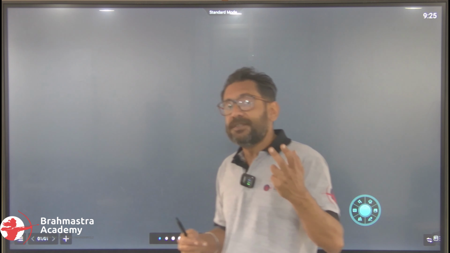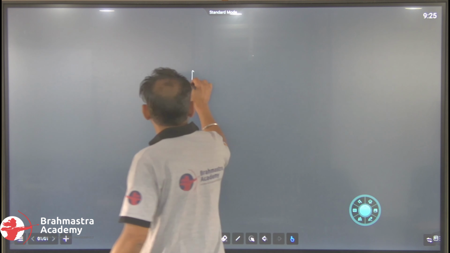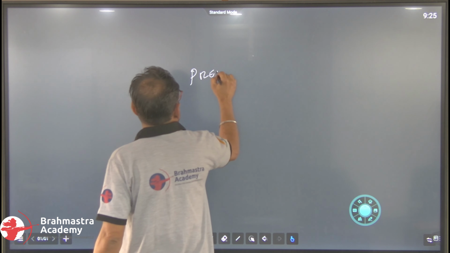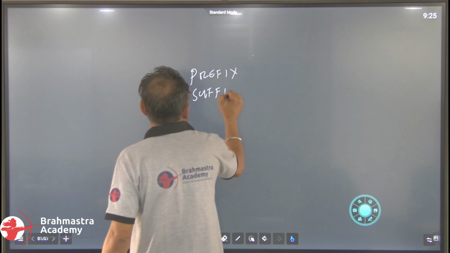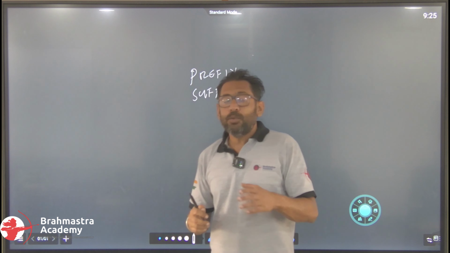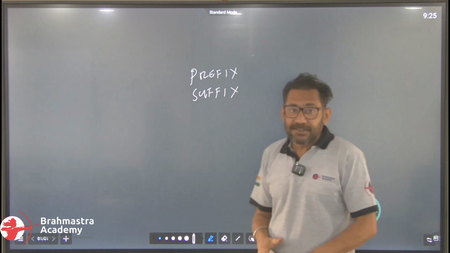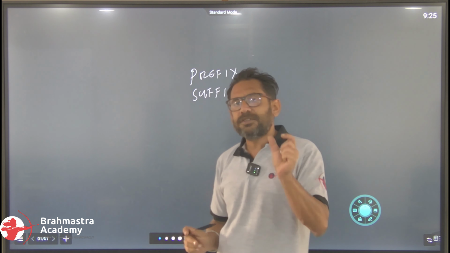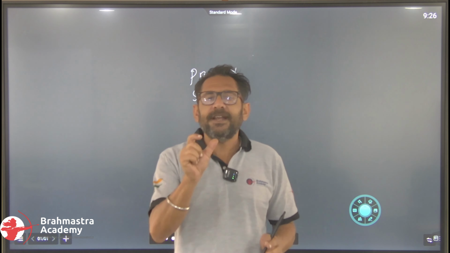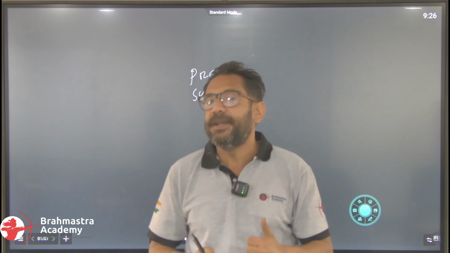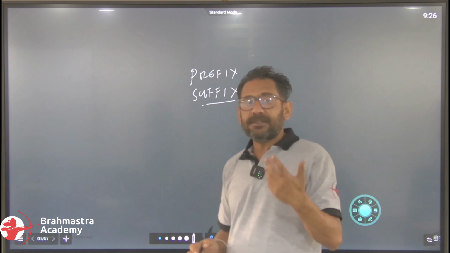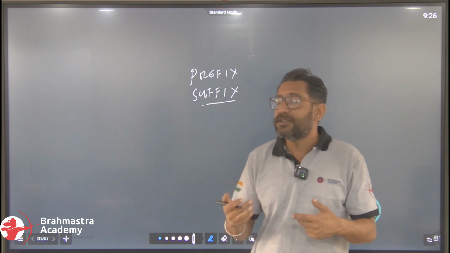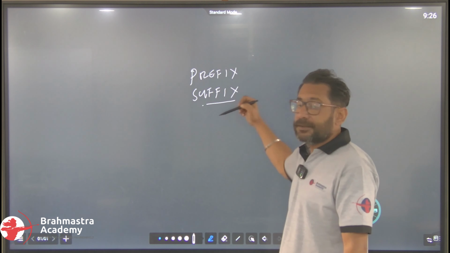There are two things in English. They are known as prefixes and suffixes. Now, what do I mean by this? A prefix is a set of words or a set of letters that is added to a word to change the whole meaning. In the same way, a suffix is something that is added to a word to change the meaning. So what is the difference between these two?